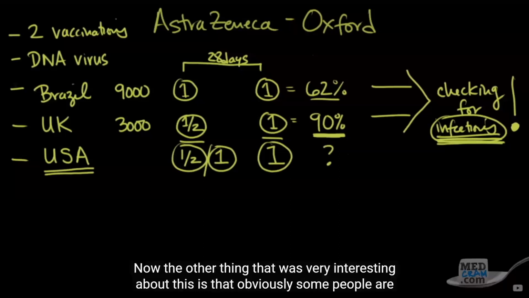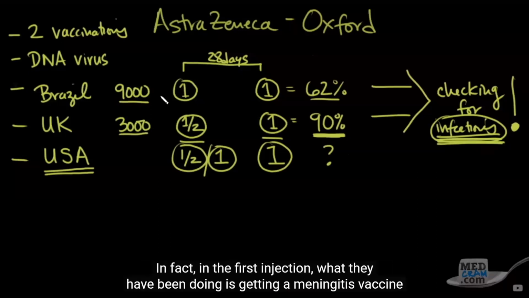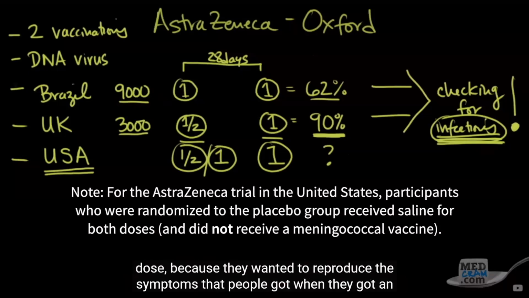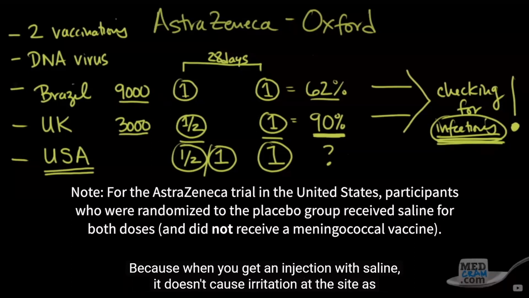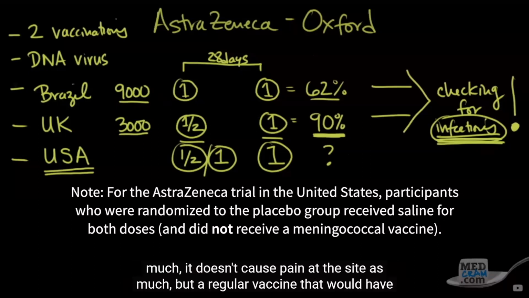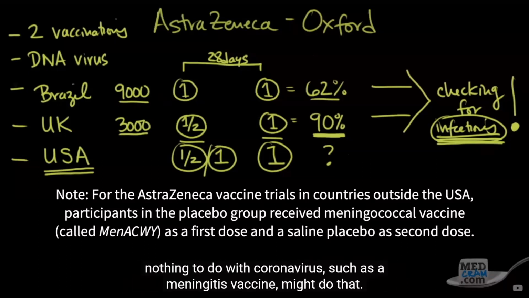Now, the other thing that was very interesting about this is that obviously some people are getting placebos. But in not every situation are those placebos just saline or salt water. In fact, in the first injection, what they had been doing is getting a meningitis vaccine dose because they wanted to reproduce the symptoms that people got when they got an injection. Because when you get an injection with saline, it doesn't cause irritation at the site as much. It doesn't cause pain at the site as much. But a regular vaccine, which would have nothing to do with coronavirus, such as a meningitis vaccine, might do that.